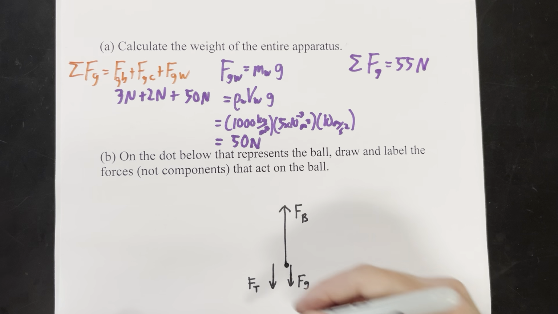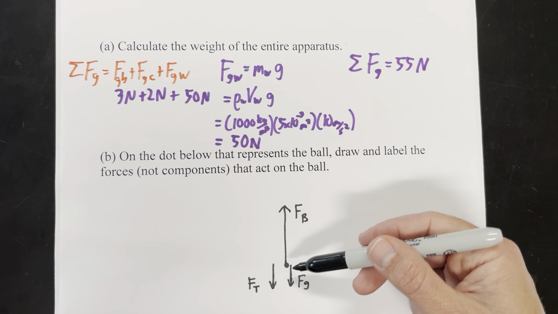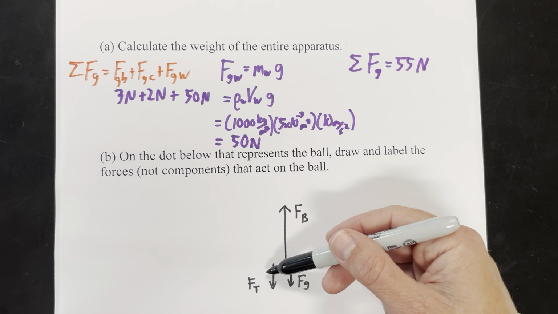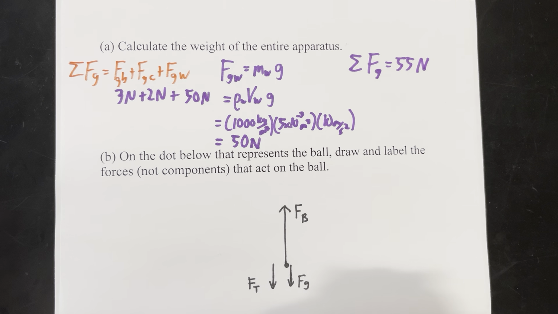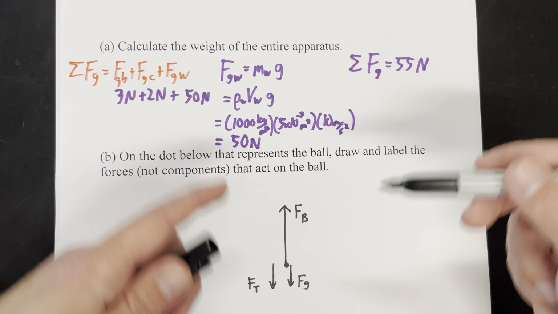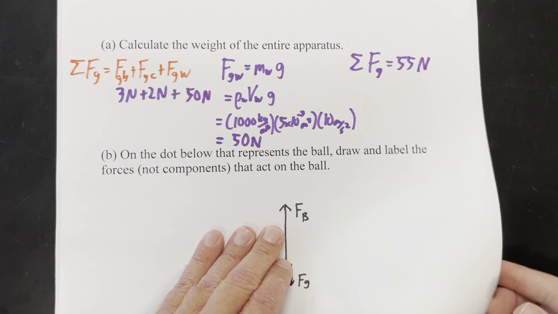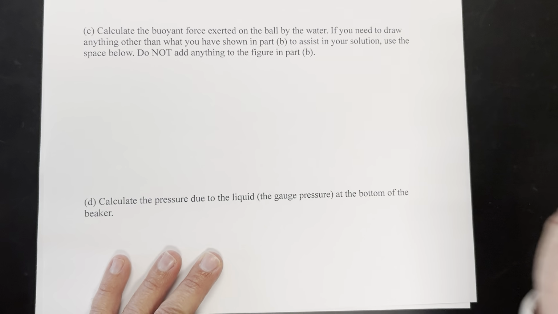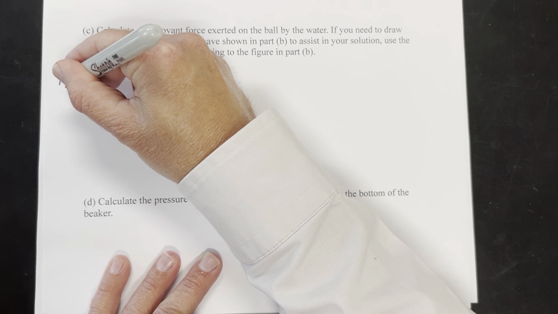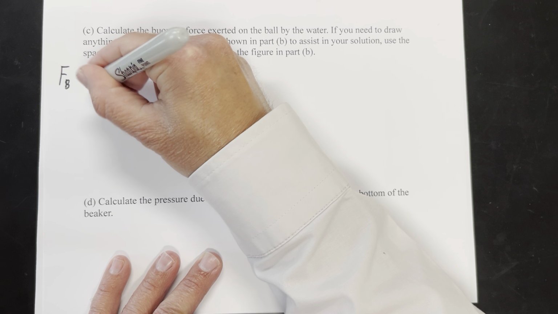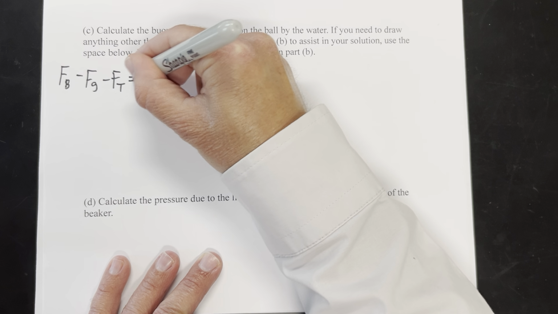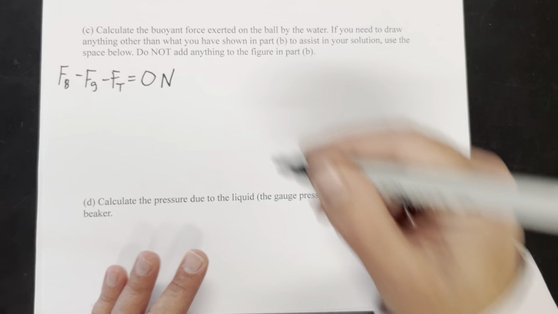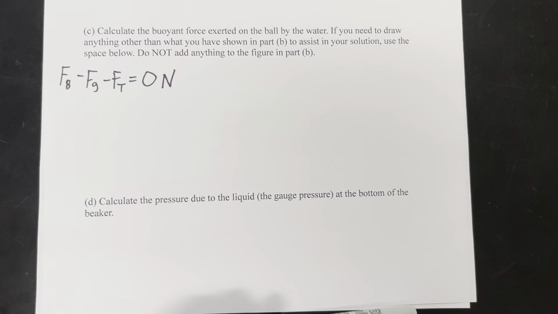On this particular one, they didn't give a grid. If they did, we would know to make the buoyant force equal to the strength of these two combined, because there's no net force since the ball's not moving anywhere. Okay, so next up, we're going to calculate the buoyant force exerted on the ball by the water. So don't add anything to your other drawing there. Let's think about this. The buoyant force up minus the force of gravity down minus the tension down all cancel out and come to 0 newtons, because the ball isn't moving anywhere.